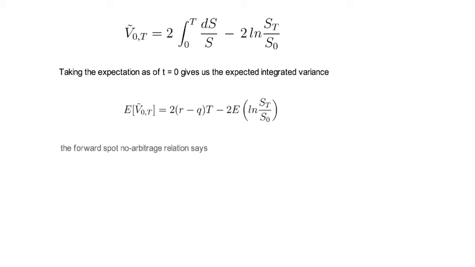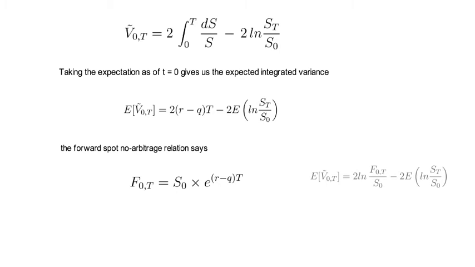So note, the forward-spot no-arbitrage relation says that the forward price F_0,T equals the spot price S_0 times the exponential of r minus q times T, where F_0,T is the no-arbitrage price on a T-maturity forward written on S.